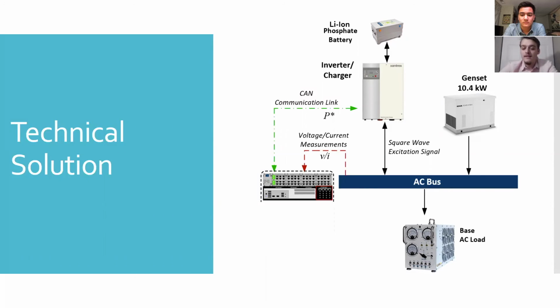The genset and base AC load are just there to simulate a small scale power system. In practice, it would obviously be a much larger power grid. And all those connect through the AC bus to the Opal RT, and those are connected up via voltage and current sensors. Those measurements will be going into the Opal, processed through the software algorithm, and we will determine our inertia coefficient in real time.